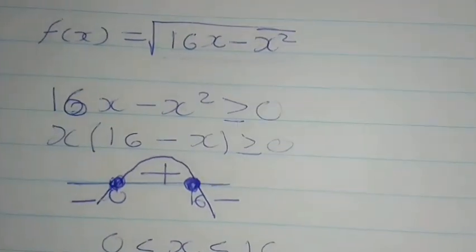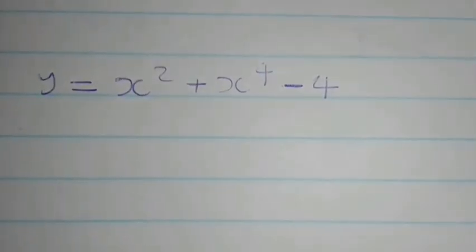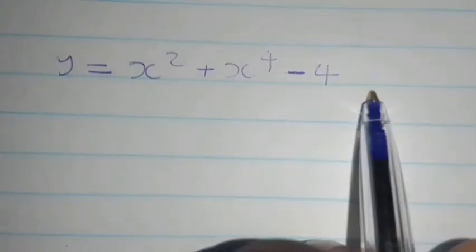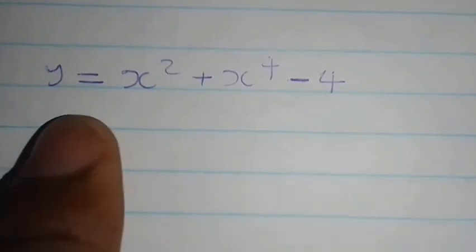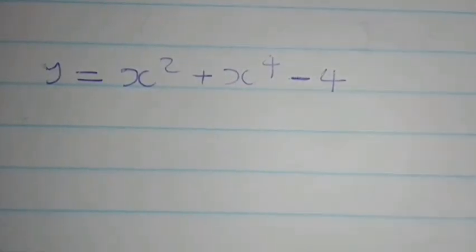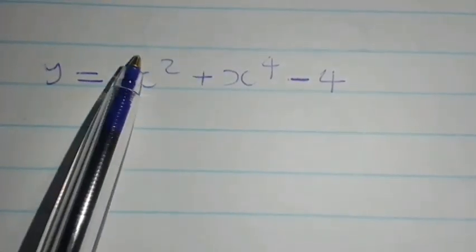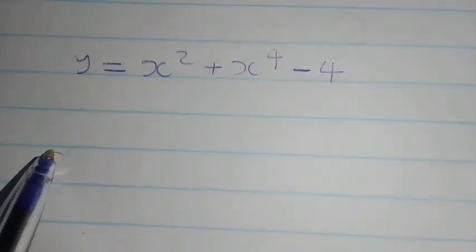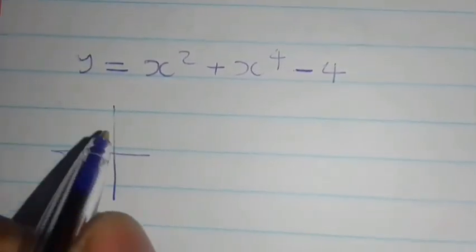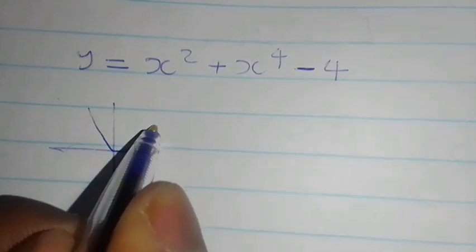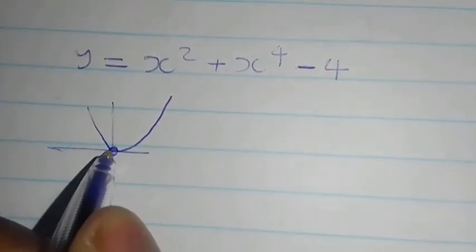Now let's look at this function. What is the range of this function? How can we find the range of this function? We know that if you try to graph x squared, you'll have a graph that looks like this. So the minimum value of x squared is 0.